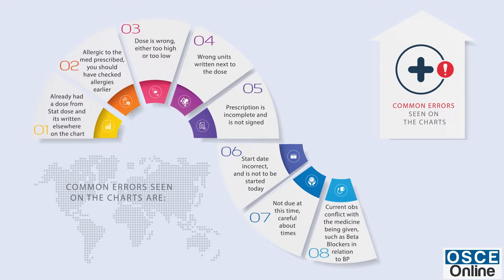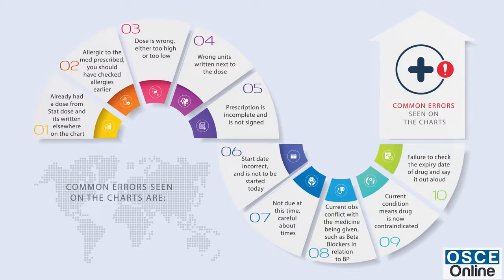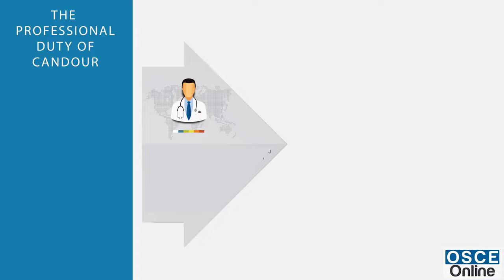Current OBS conflict with the medicine being given, such as beta blockers in relation to BP. Current condition means drug is now contraindicated. Failure to check the expiry date of the drug and say it out loud.